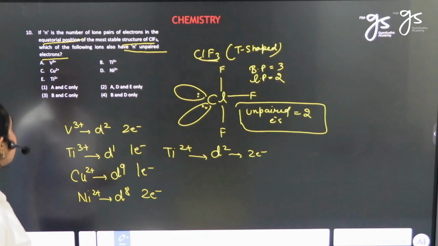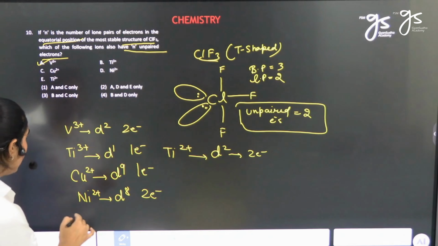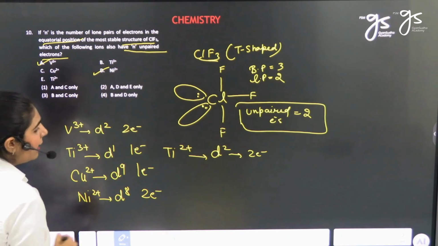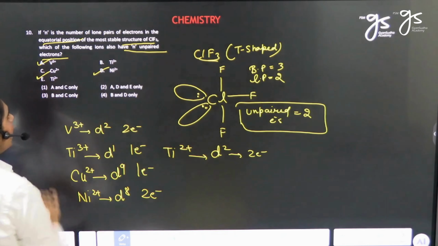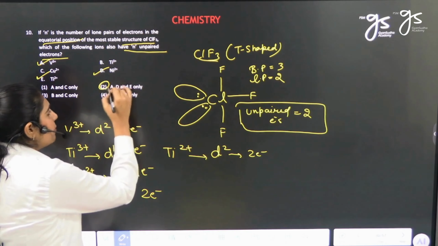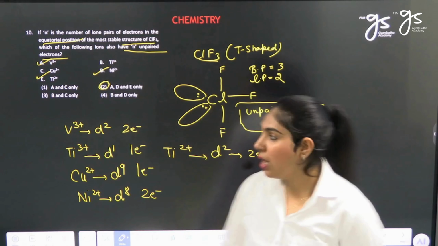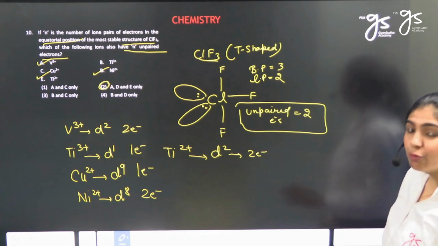So which is having our 2 electrons? Vanadium, right? Nickel and titanium 2+. So our 3 ions having the 2 electrons. So the correct option will be our option number 2. And now let's move to the next question.